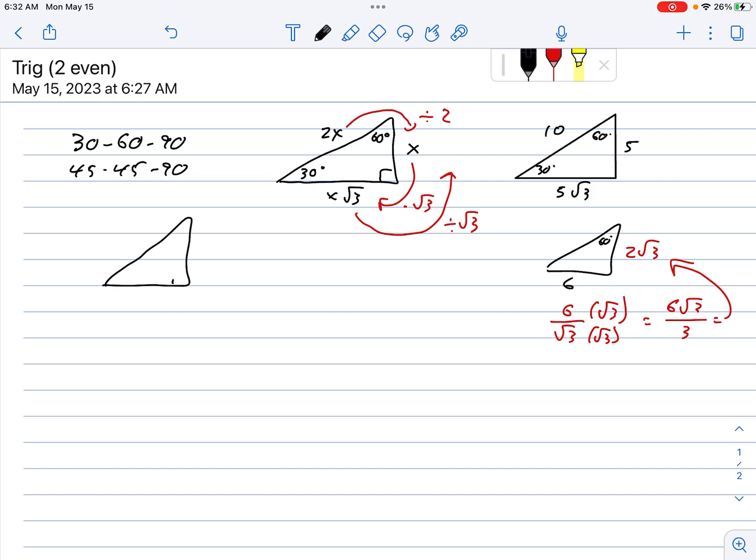45, 45, 90 is very similar. This is x, and this would be x radical 2. Similar, except it's isosceles, so both sides are equal. So whatever I have here, I multiply it by radical 2. Whatever I have here, I multiply it by radical 2. Going backwards, I would be dividing by radical 2. So, brief review there.